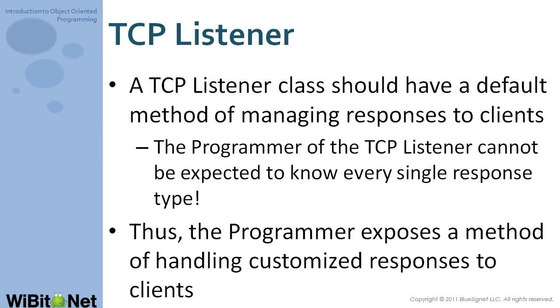So the programmer that writes the TCP class should not be responsible for knowing every single way of responding to a client. I mean, it's not even possible. There's not even enough lines of code in the world to do that. So what you want to do as a programmer is write a TCP listener that has a default method, but also allows a programmer to use that as a delegate.